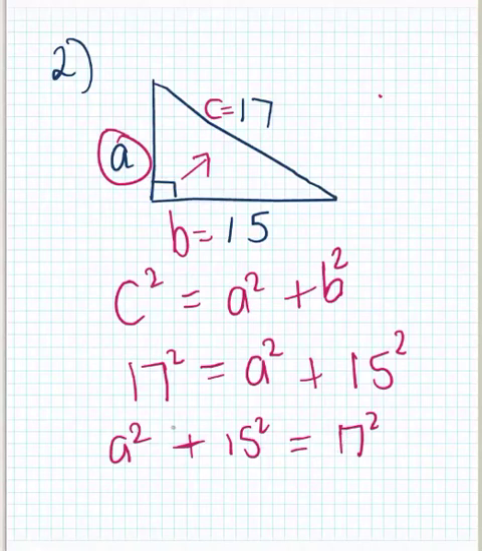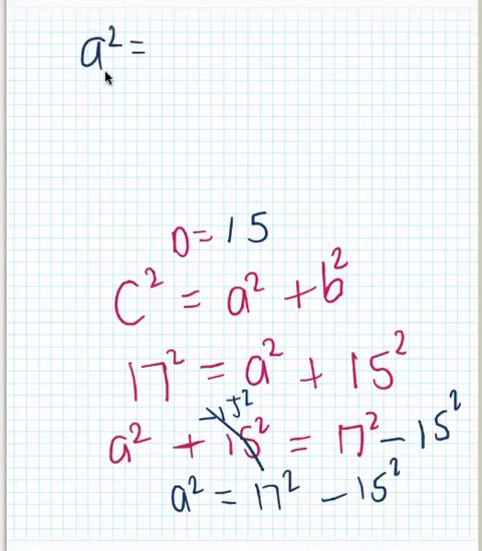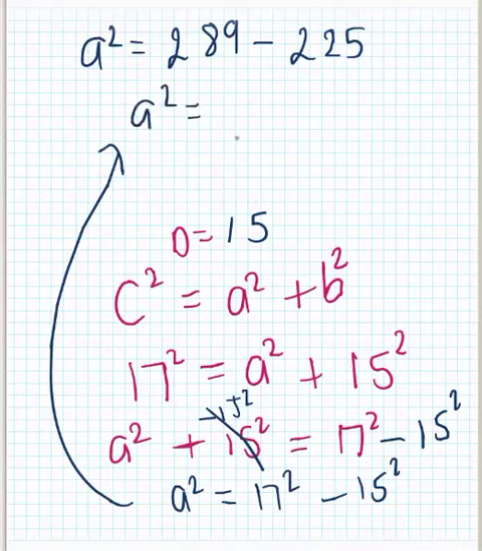So I have to solve for the A. So minus 15 squared and minus 15 squared. So I now have A squared is equal to 17 squared minus 15 squared. And now I'll evaluate 17 squared and minus the 15 squared. Just continuing up here. We now have A squared is equal to 17 times 17 is 289, minus 15 squared is 225. And now we just work this out. So A squared will equal, what do we get? 64.